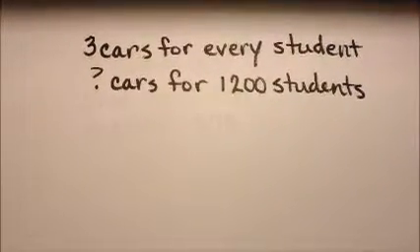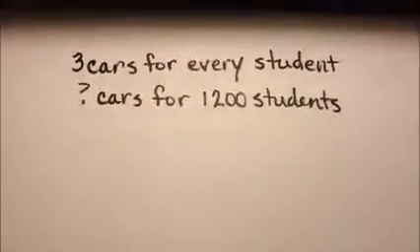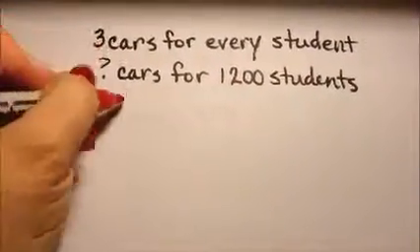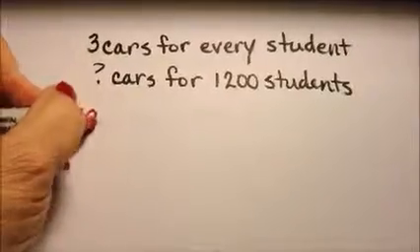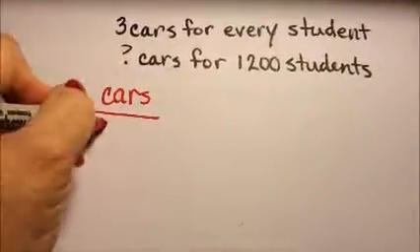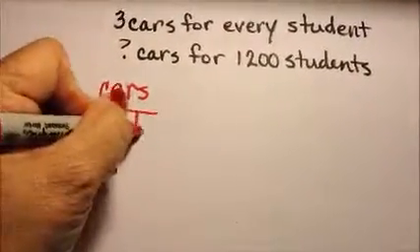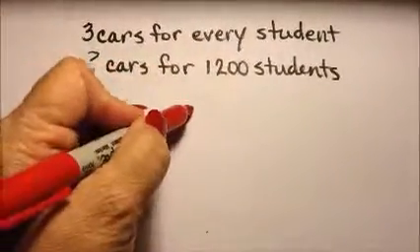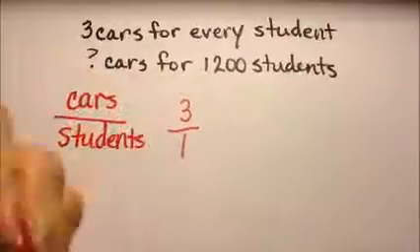Okay, we're going to do more practice problems. All right, so we have 3 cars for every student. So we've got cars and we've got students, and that's how I'm going to make my ratio. So I have 3 cars for every student.